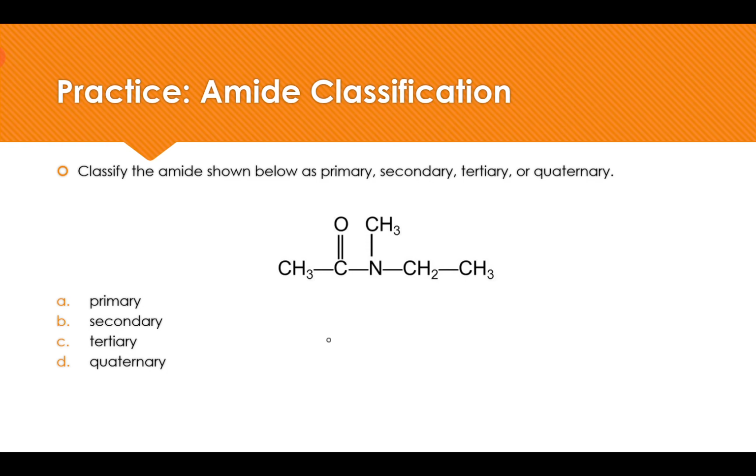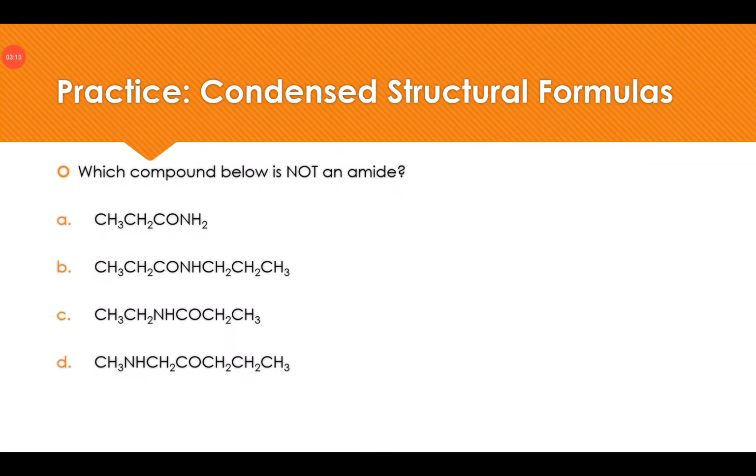Let's classify this amide. Is this one primary, secondary, or tertiary, or quaternary? This amide is tertiary. 1, 2, 3. Let's go ahead and circle tertiary. Which compound below is not an amide? Go ahead and pause the video and think about this. Unpause the video when you're ready to check your work.